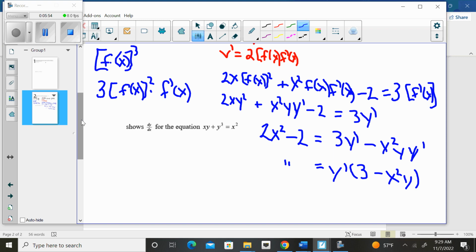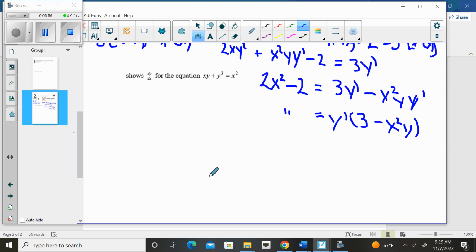All right, and then my final answer on this example is 2x squared minus 2 all over 3 minus x squared y equals y prime. Okay, so final answer, right?